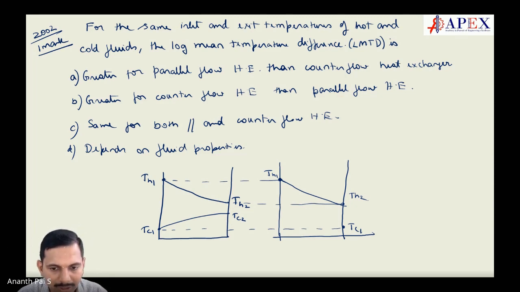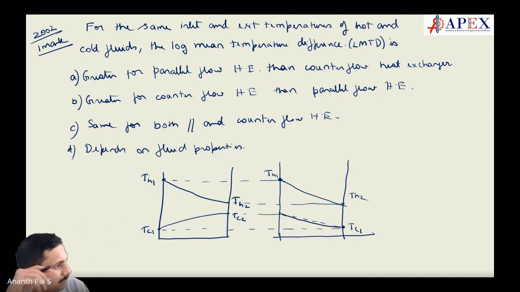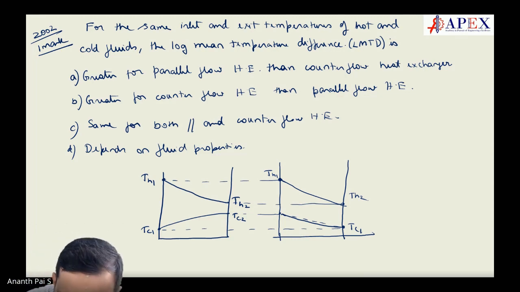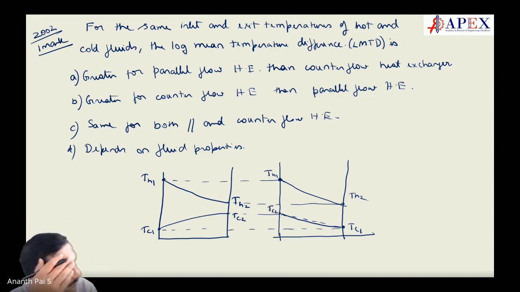Yeah, both hot and cold fluid. See, the inlet temperature should be the same. TC2 will be here. I think this is the understanding. Yes or no? Is there any other thing which we can do? It means correct, no? Okay, now tell me, where will the log mean temperature difference be higher? Parallel will have higher log mean temperature difference.